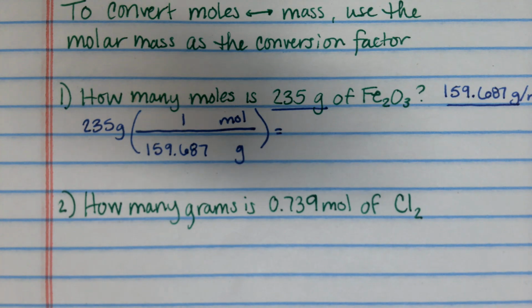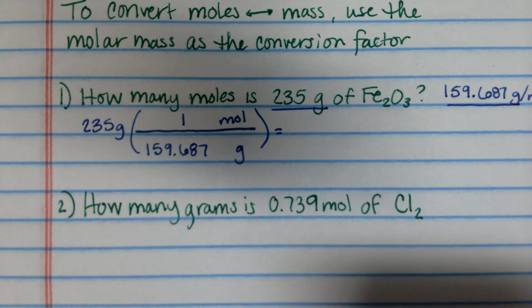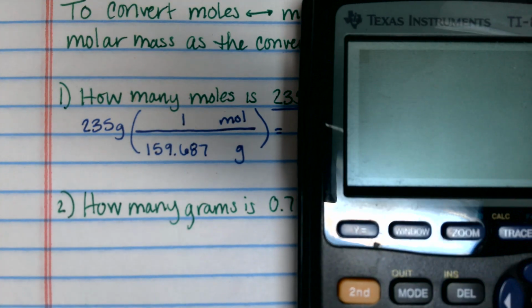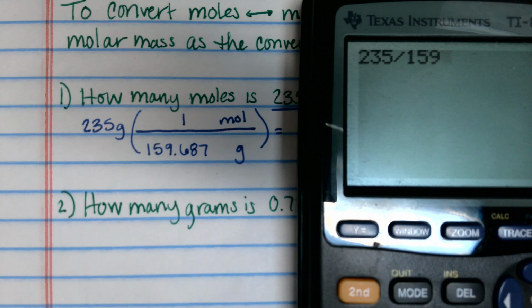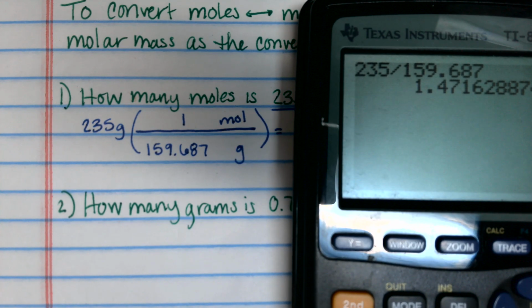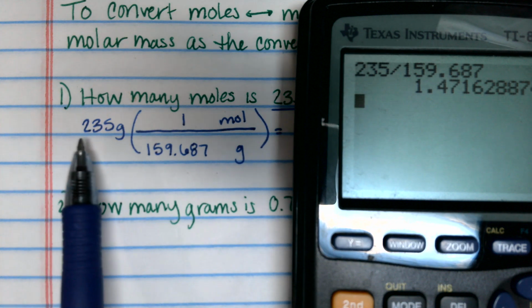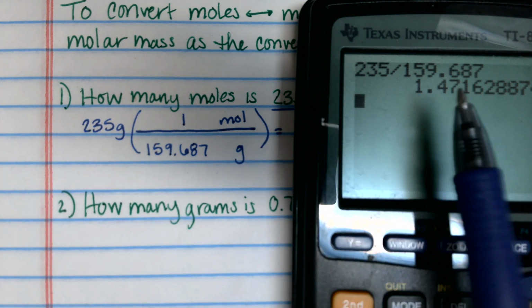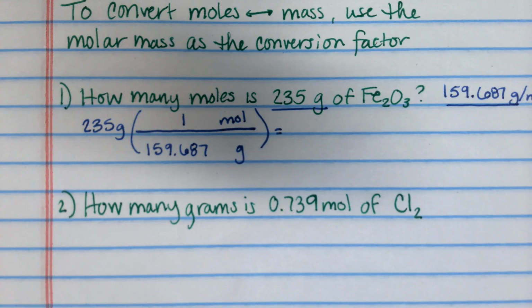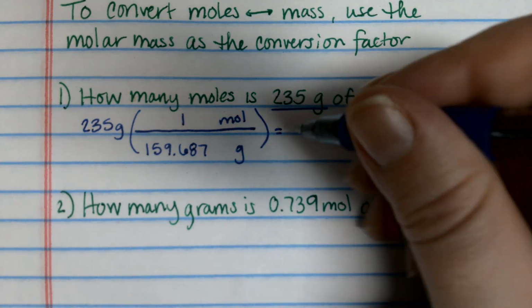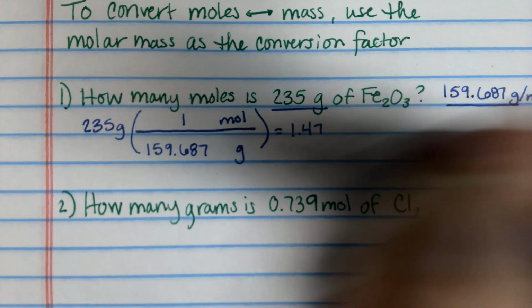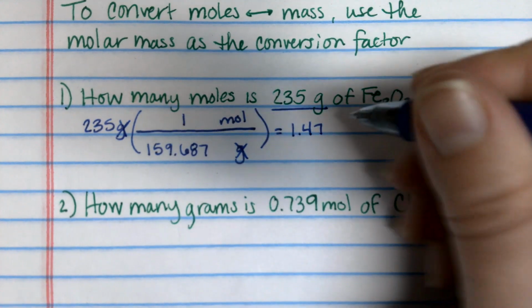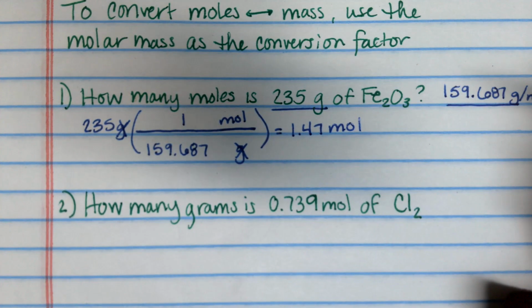So we write this out like this, and now we can divide it. So it's going to be 235 divided by 159.687, and we're getting a value of 1.47. Now this number has 3 digits, so I'm going to keep 3 digits: 1.47. And those units, grams, cancel, and that's 1.47 moles.